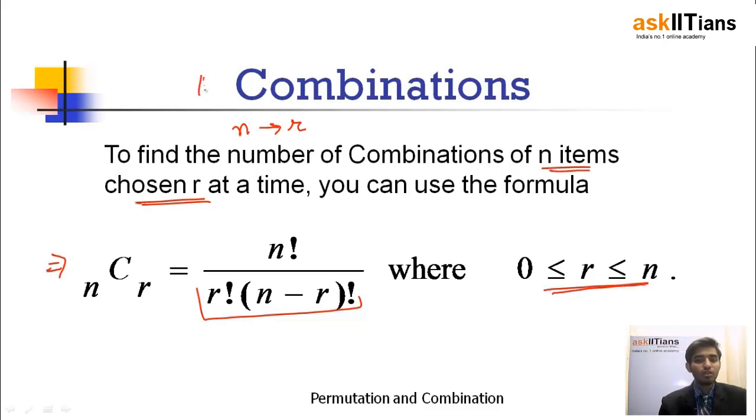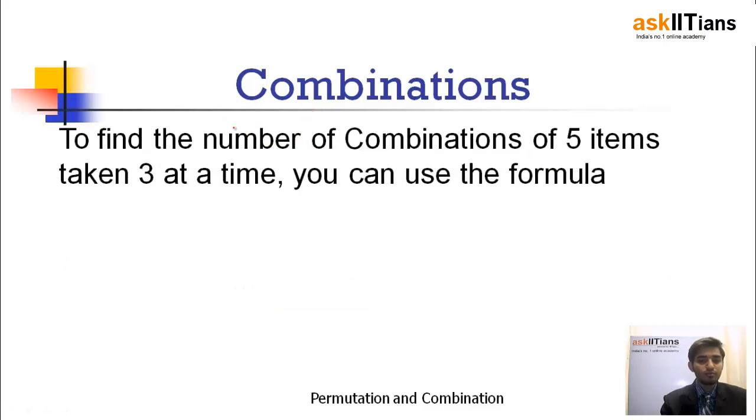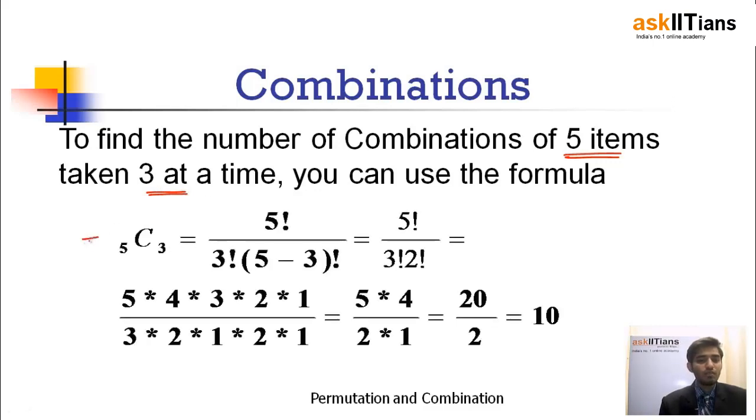Here one important thing to note down is order does not matter. So we are only talking about selection. We have to select only r items out of n items, and we are not arranging these r items. It's only about selection. So let us find out, if I have 5 items and I want to select any 3 items out of these 5 items, then what will be the possible number of ways? The number of ways in which this can be done will be 5C3, and 5C3 will be equal to 5 factorial divided by (5 minus 3) factorial times 3 factorial. So this will be 5 factorial by 3 factorial 2 factorial, and the value of this you can find out.